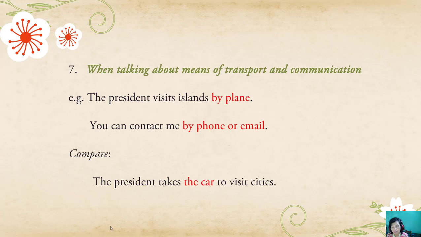We use by. But if you want to show that a car is used, you can say the president takes the car to visit cities. So we have the here before the noun. Okay, I think it is not difficult enough to learn about the articles, but if you don't use them properly, it can make anyone confused.